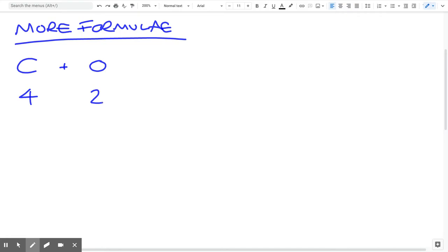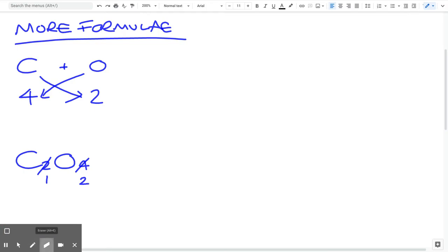Now, this allows us to generate a formula of carbon oxide of C2O4, and we can see that those numbers are divisible by each other, and so we can undergo some simplification, whereby 2 goes into 4 twice, and so we get a simplification down to C1O2. As always, we don't write the 1, and we'll simplify this to just write CO2, obviously carbon dioxide.